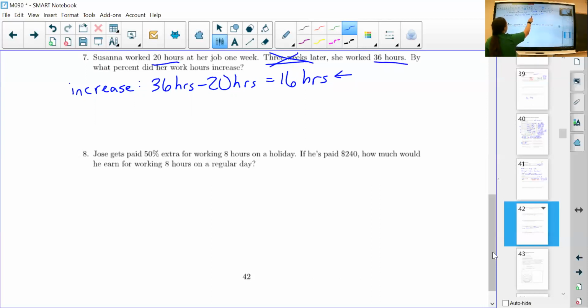16 hours is the amount that it increased, right? This is the change. 20 hours is what she started out with. This is the original amount. This is the base. So sometimes it's easier to start with one than the other. I found it easier to start with the 20 hours and say that's the base. The 16 hours, well, it certainly can't be the percent. That's the amount. That's how much it went up. And my percent is my unknown.